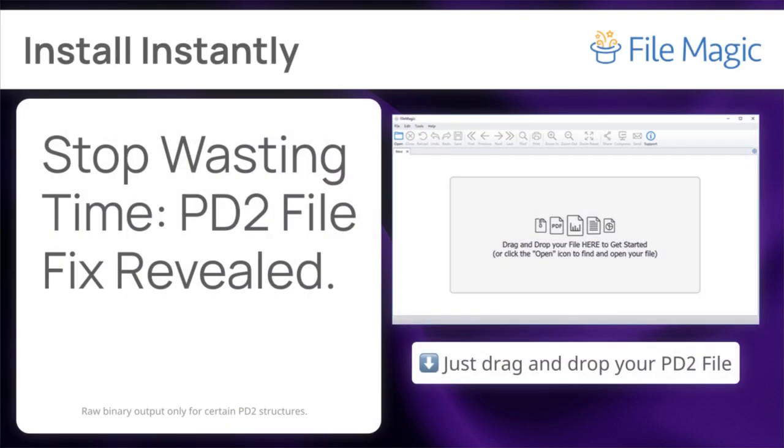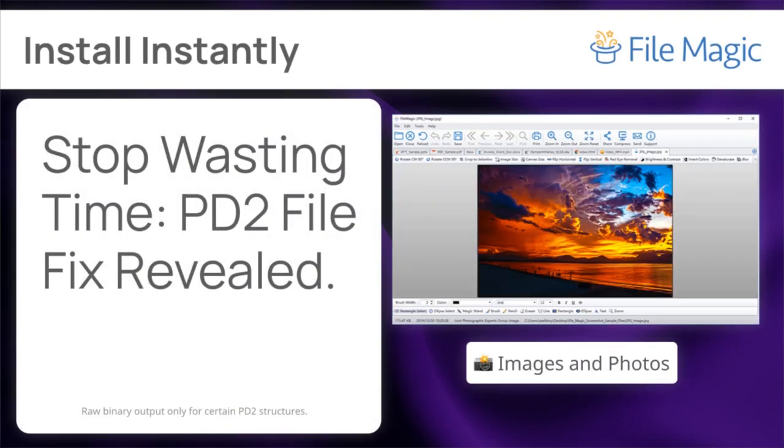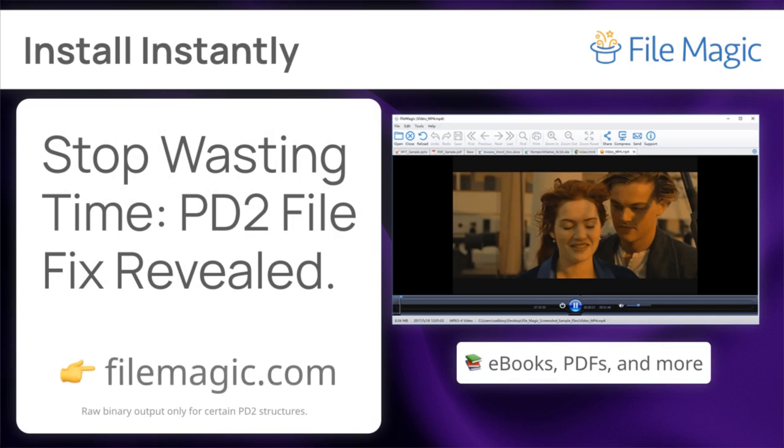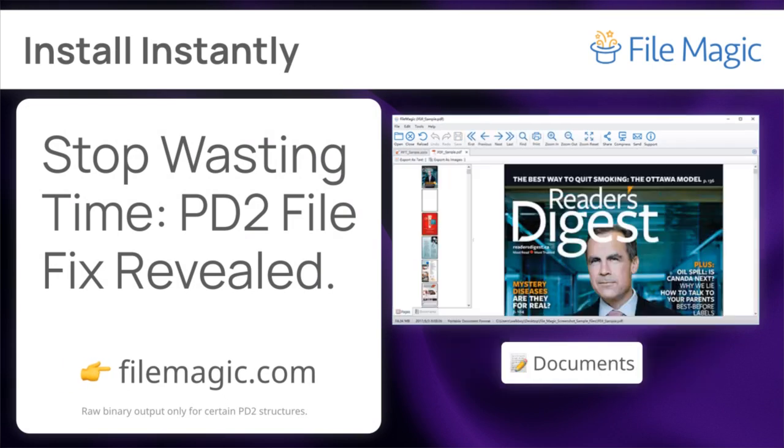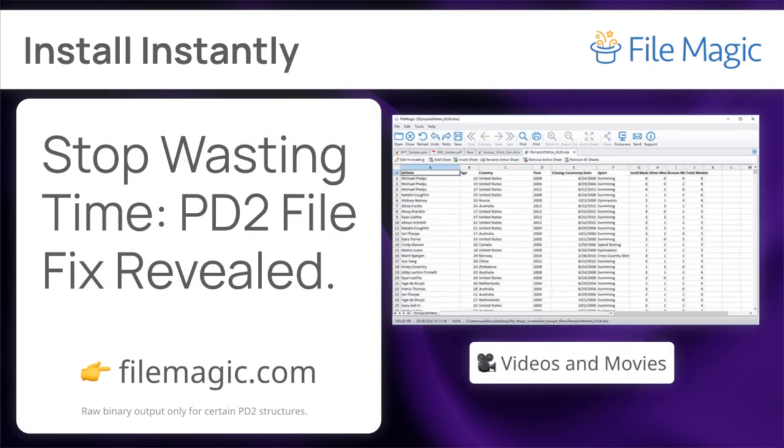When even advanced utilities can't handle the file, the architecture requires a universal reader. FileMagick is the only tool I trust for this level of format variety.